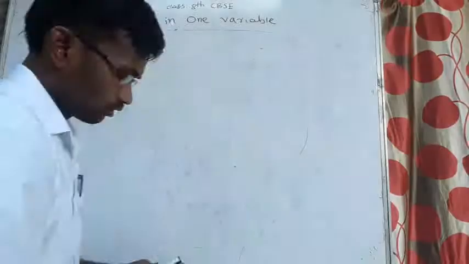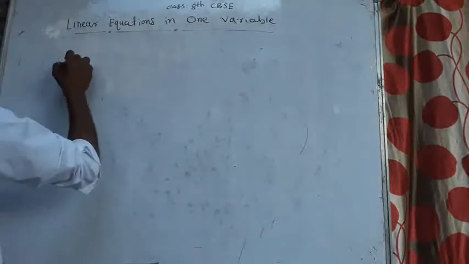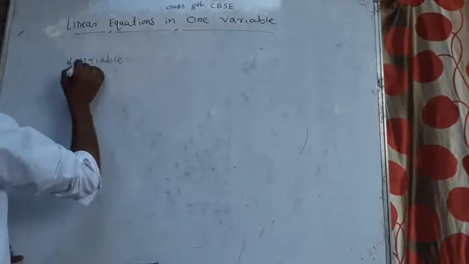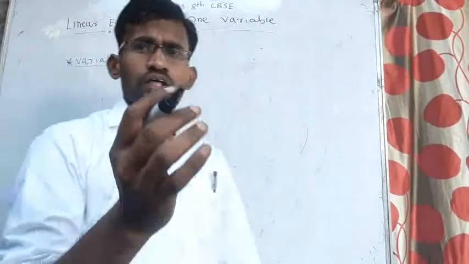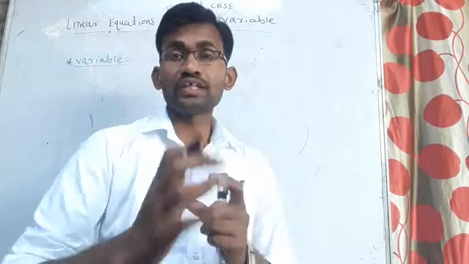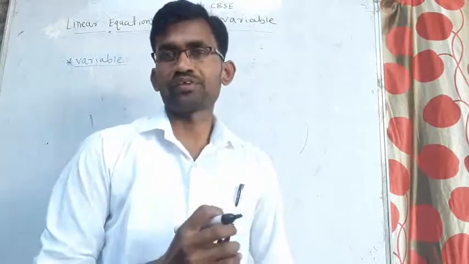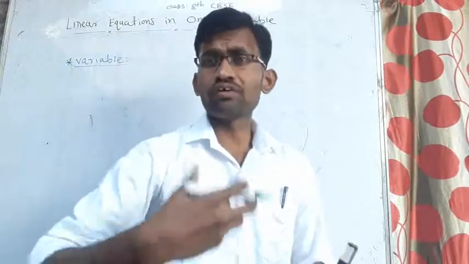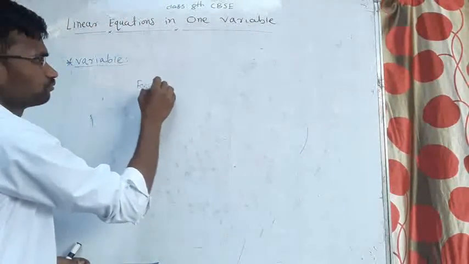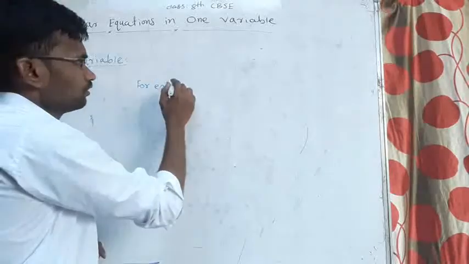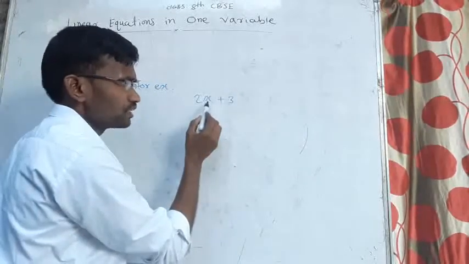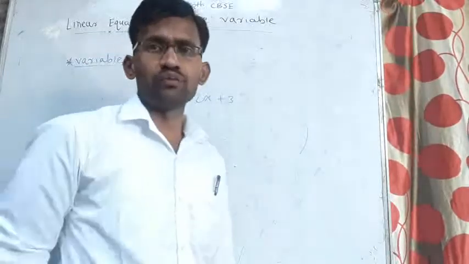Now first of all, what is meant by variable? Variable means something that can change. Its value is not fixed. It takes some different values. For example, let us see 2x plus 3. Instead of x, we can put any value.